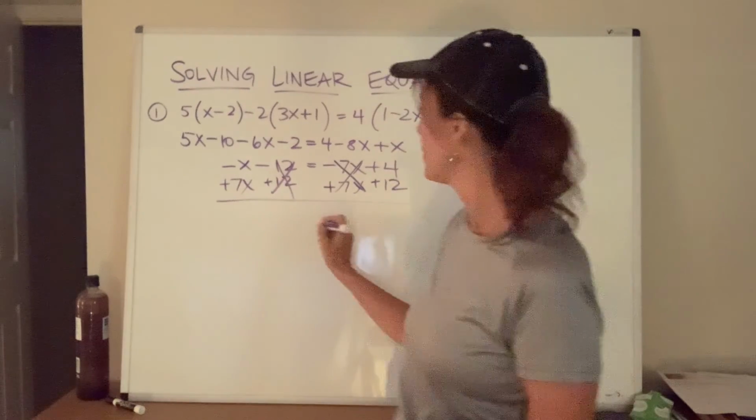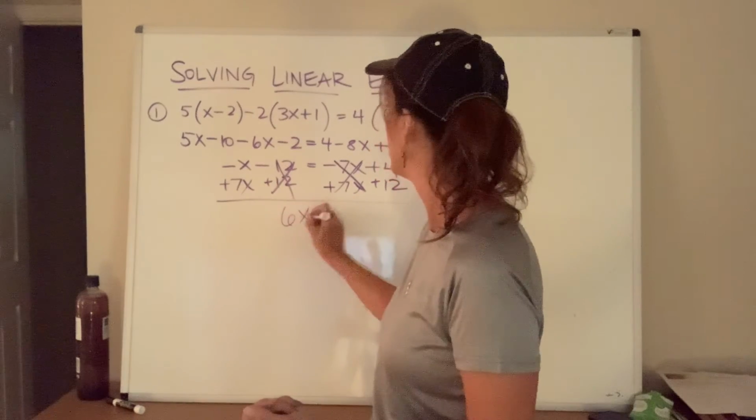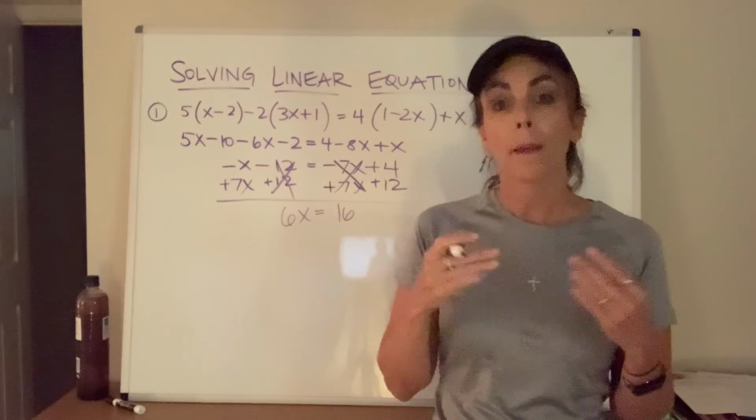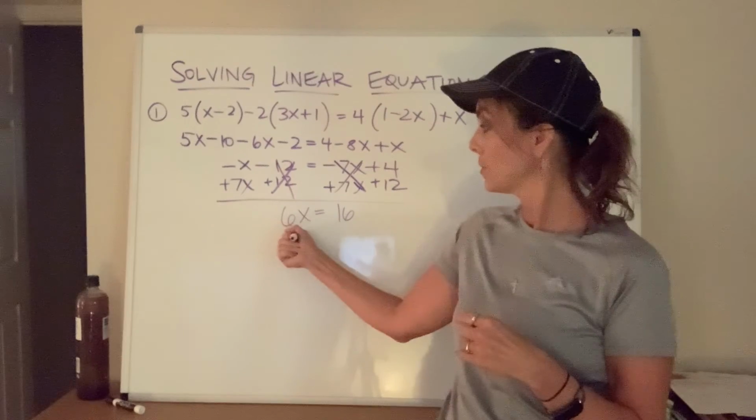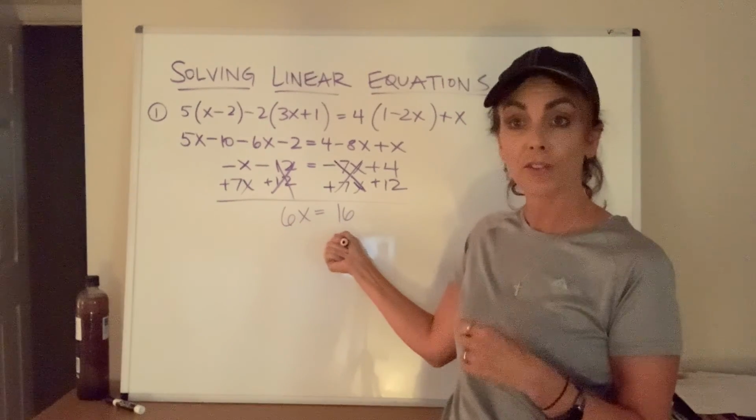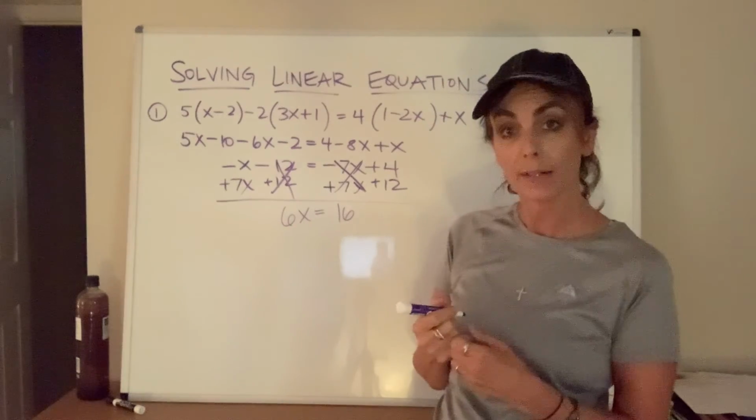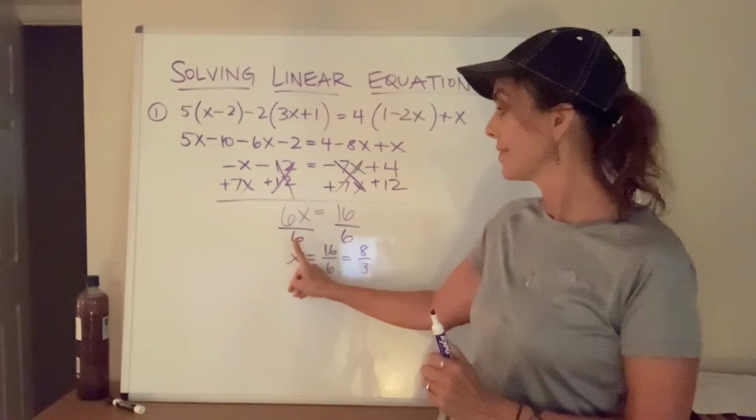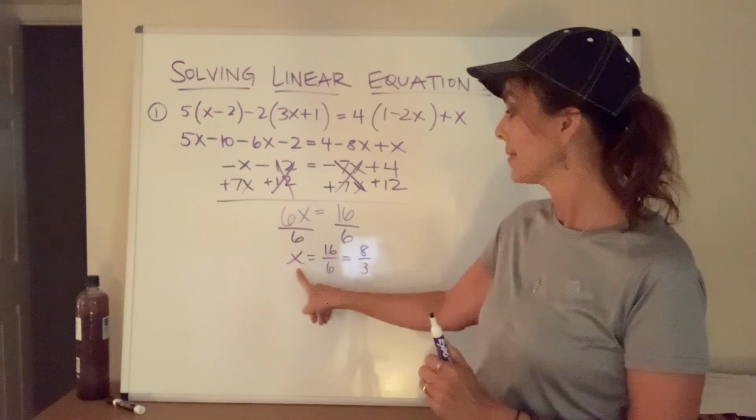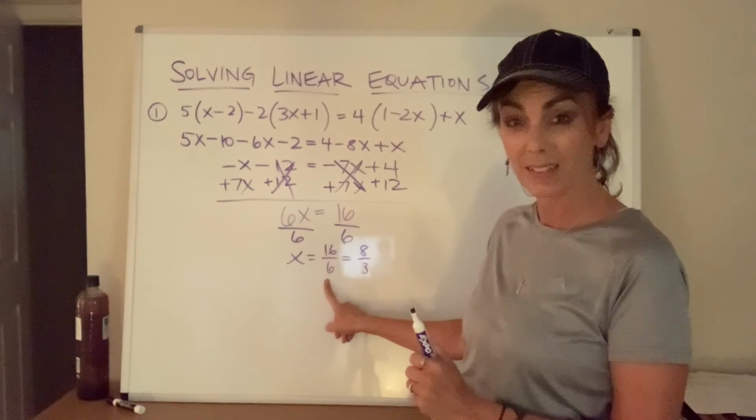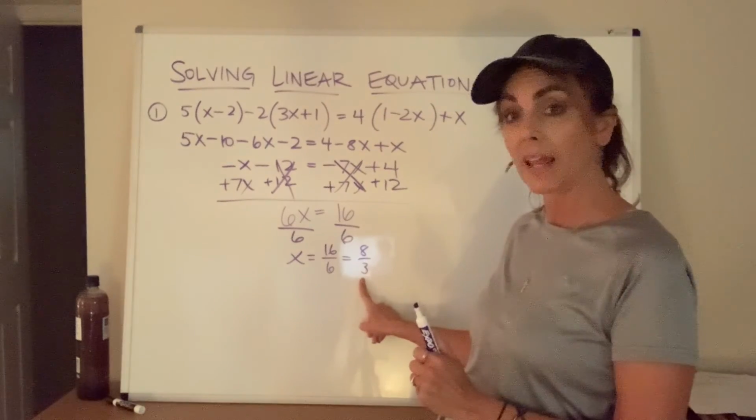So what I have here is 6x is equal to 16. Once I've got it in this form, all the x's to one side and all the constants to the other side, we just divide out the coefficient. So I'm going to divide out the 6, and I end up with x is equal to 16 over 6. That 16 over 6 can simplify to 8/3.